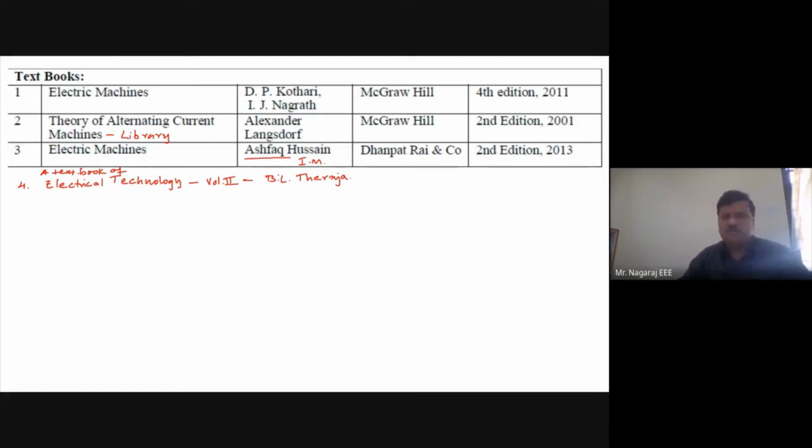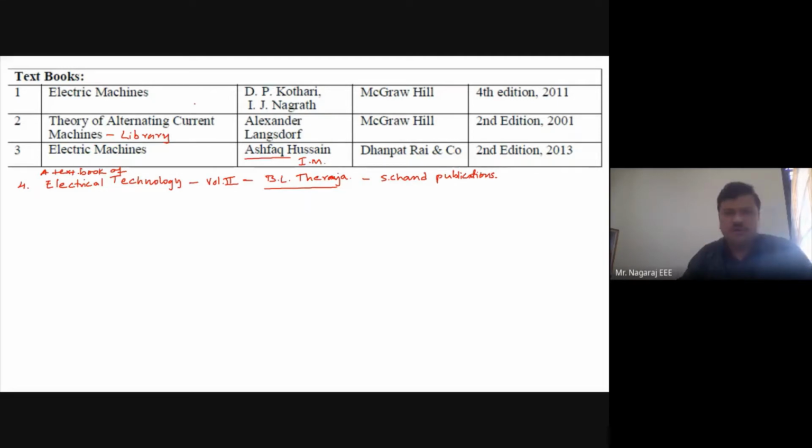All these books cover all the motors. This is by S. Chand Publications. Once you purchase this B.L. Thareja, it will cover all motors, generators, transformers, special motors, everything. So you can purchase this. There is no problem.